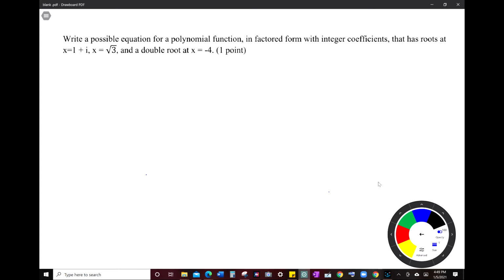Okay, and same concept with square root, because whenever we take a square root, we know for sure that we have positive and negative values. So if you have square root 3 as a root, that means you also have x equals negative square root 3 as another root of this polynomial function.